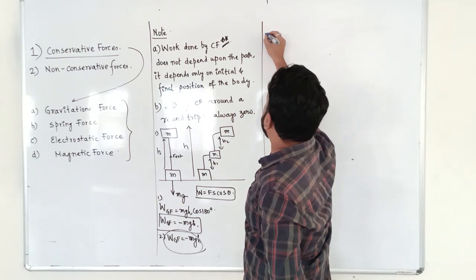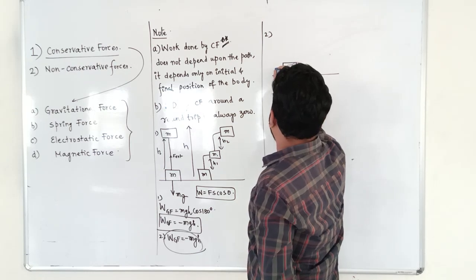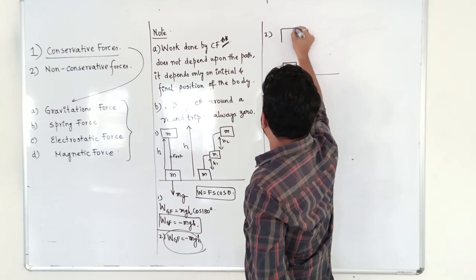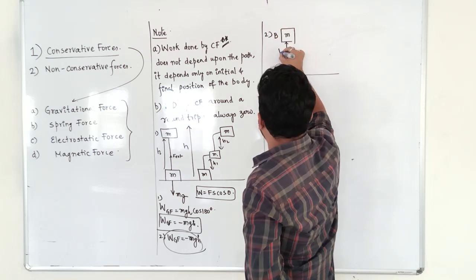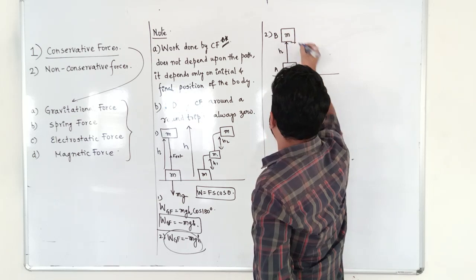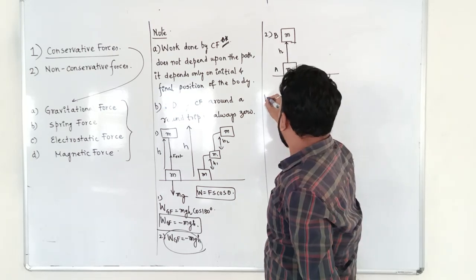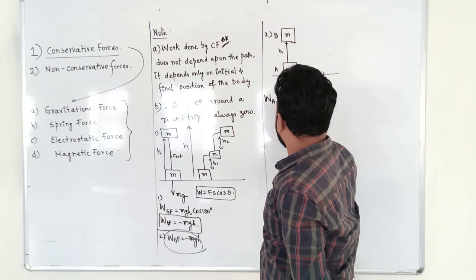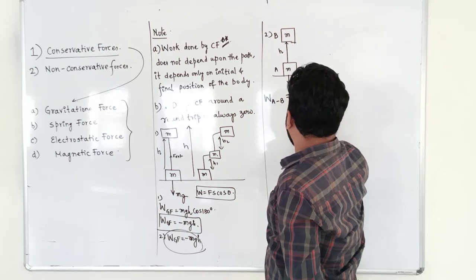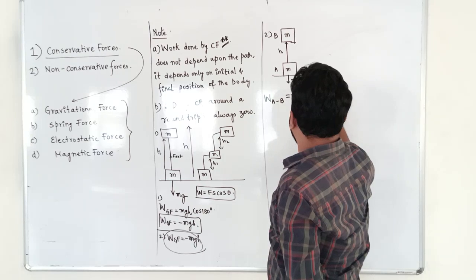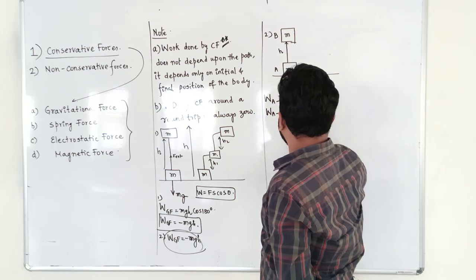See here, second note. Suppose there is a block at point A. Now, we are taking this block to point B, making height h. The external force acts against mg, which is acting downwards. To bring the block from A to B, mg is the force, h is the displacement, and the angle is 180, so cos 180. This means work done from A to B is equal to minus mgh.